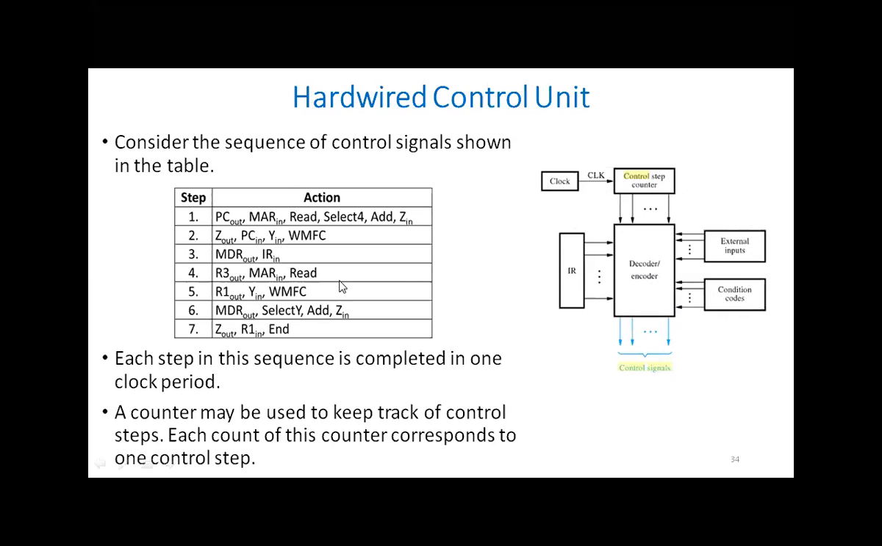These are the control signals, generated by this control unit. Like we have control signals such as PC out, MAR in, read. All these are control signals, and these are generated at different steps. These different steps are generated by this step counter.